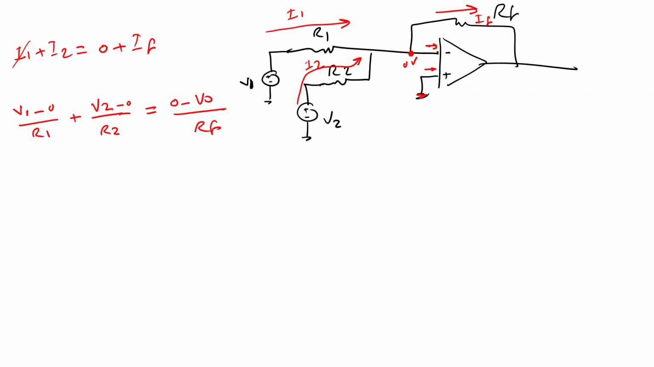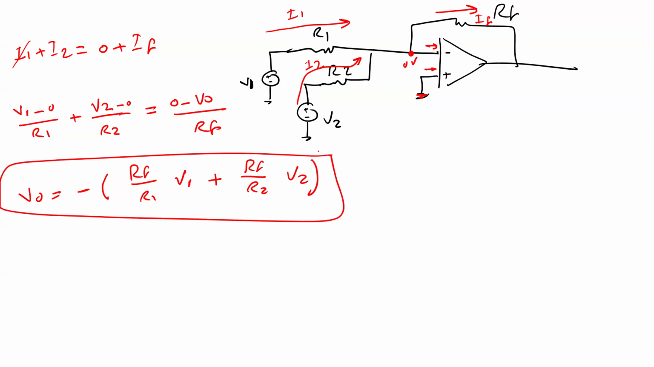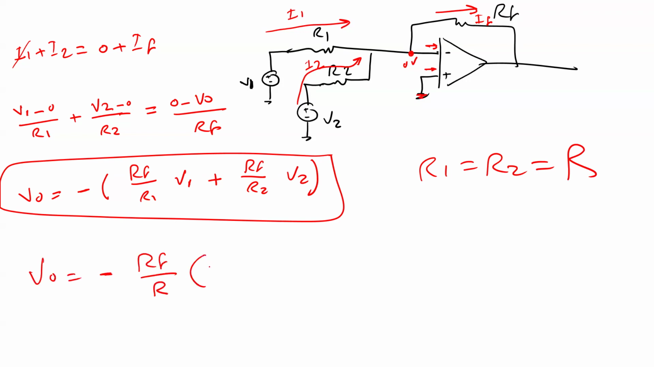Okay, so I'm going to multiply by RF, multiply by negative. So I'm just going to do some algebraic manipulation. So V output should equal negative RF divided by R1 times V1 plus RF divided by R2 times V2. So if I select R1 equal to R2, I'm going to select it equal to R. So in this case, V out should equal negative RF divided by R multiplied by V1 plus V2.